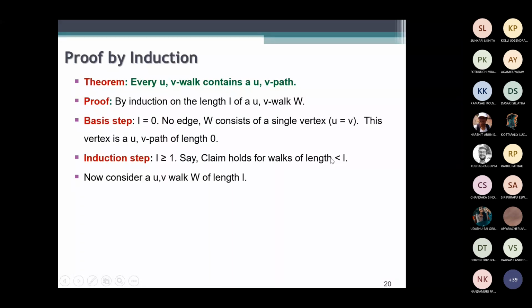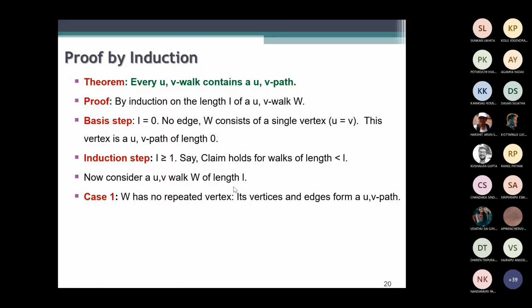Now consider a UV walk W of length L. Now two cases may happen. In the first case, W has no repeated vertex, so no vertex is repeated in this walk. If no vertex is repeated, it immediately means that no edge is repeated. That means the walk itself is a path. So W is not only a walk, W also represents a path. Its vertices and edges form the path itself.